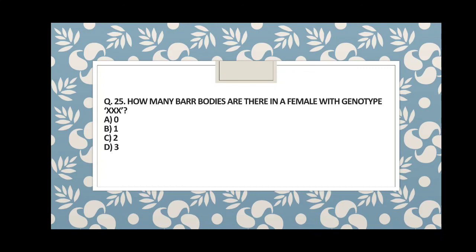So Lyon's hypothesis says only one X is active, others are in the bar body form. So if the number of X is 3, then only one is active and others are what? Bar. So 3 minus 1 equal to 2. So N minus 1 is the formula to calculate the bar body, where N is the number of X. So 3 minus 1 equal to 2, 2 is the number of bar bodies. That is, the answer is C.